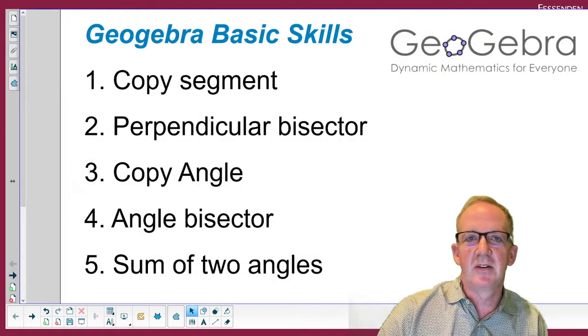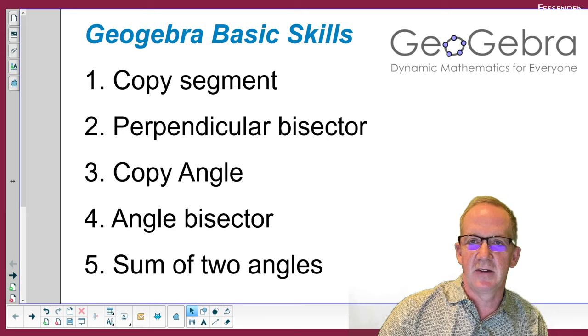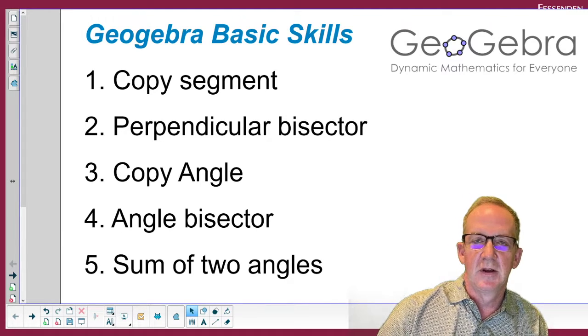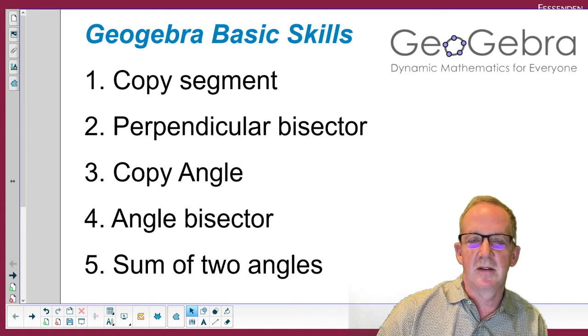These are the 5 skills that we will do, and I'm going to have you take screenshots of what you complete and put it in a Google Doc and then save that to your mathematics folder. So there are 5 of them here. Copy segment, perpendicular bisector, which we've gone over before, copy angle, angle bisector, and the sum of 2 angles. I hope to do this in about 12 to 15 minutes. Do expect it to take you guys a little bit longer, and as always, reach out to me.